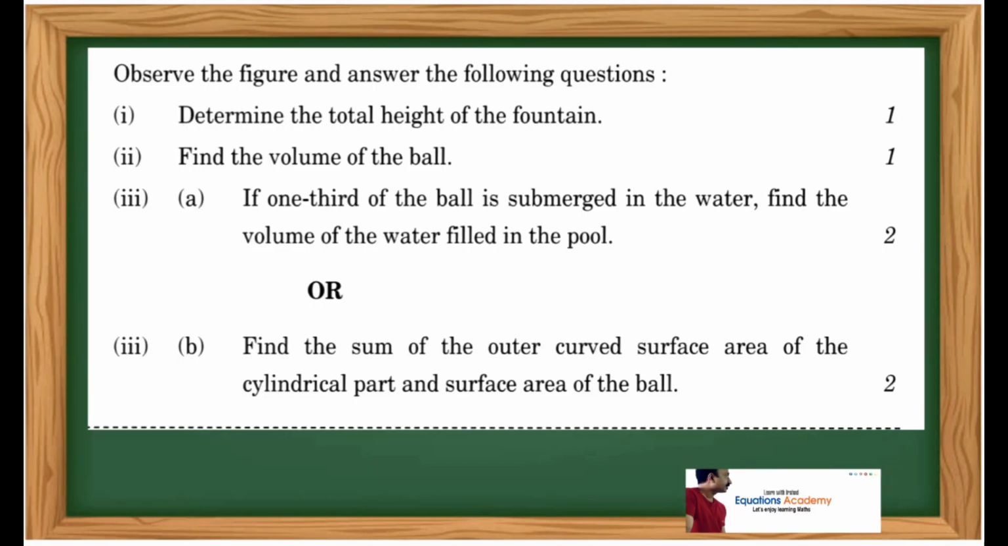Question 3. There are two questions, A or B. Question 3A is, if 1/3 of the ball is submerged in the water, find the volume of the water filled in the pool. Or question 3B, find the sum of the outer curved surface area of the cylindrical part and surface area of the ball. We will do one by one.